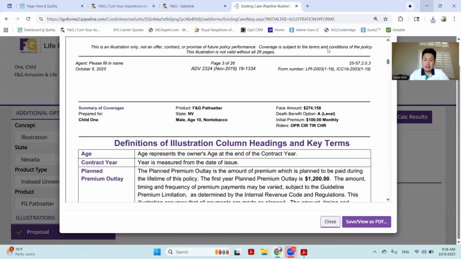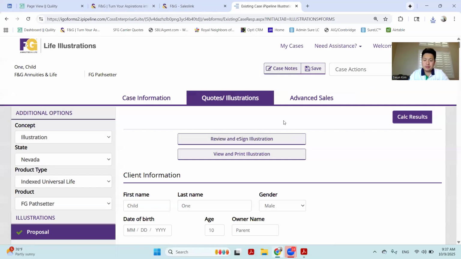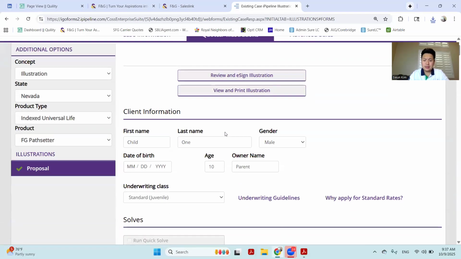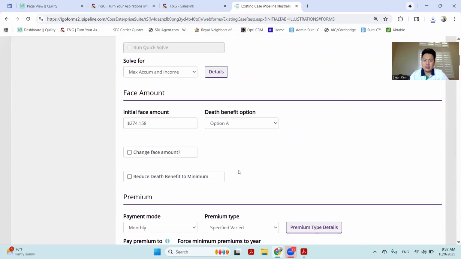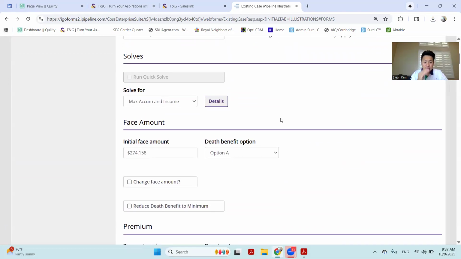Okay, so keep it simple, especially if you're pretty new and you're just learning about this. Keep it at max accumulation and income and option A death benefit. Okay, so this is the standard. Next week, I can do an advanced version of this where you can design it even more intricately. But that one is definitely more advanced. So if you're just doing $50 to $100 a month, just do max accumulation and income and put option A as a death benefit.